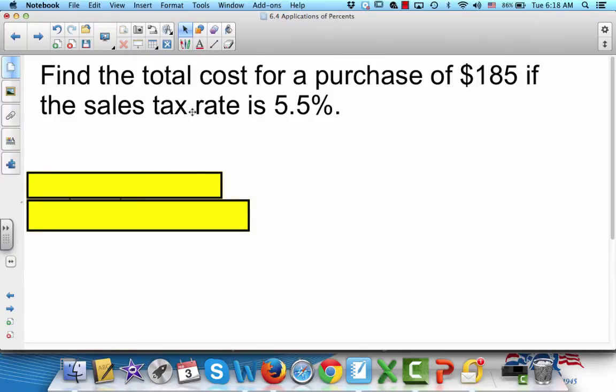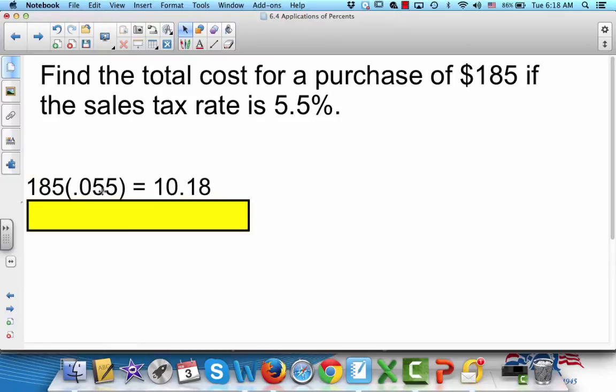Okay, find the total cost for a purchase of $185 if the sales tax rate is 5.5%. I'll let you pause the video and do this one, and then you come back and see how you did, okay? Alright, so the sales tax rate is 5.5%. So we put 0.055 because we got to change this into a decimal to be able to work this out. So we go 5.5, we move it over 2 places, and that gives us 0.055.